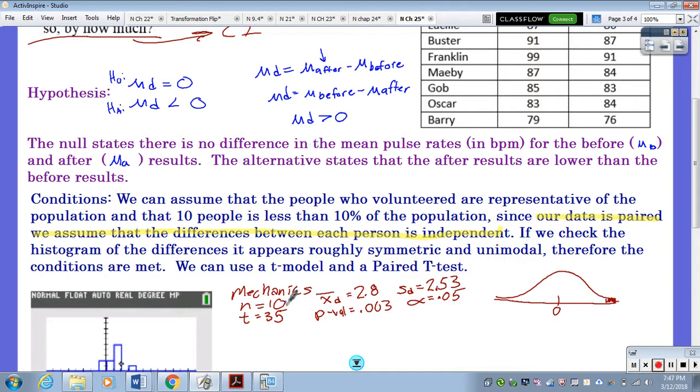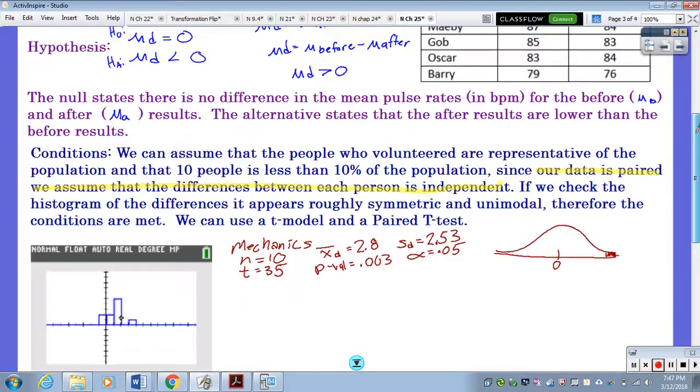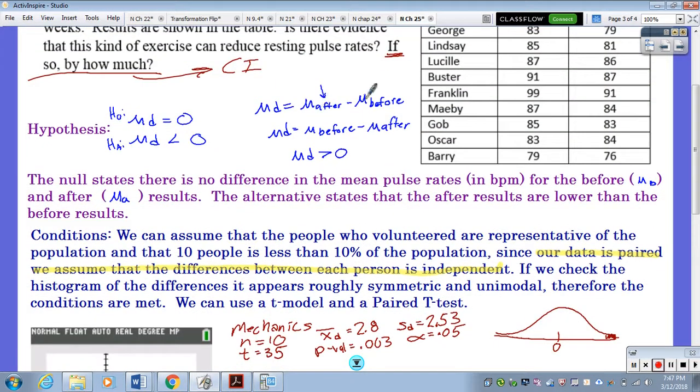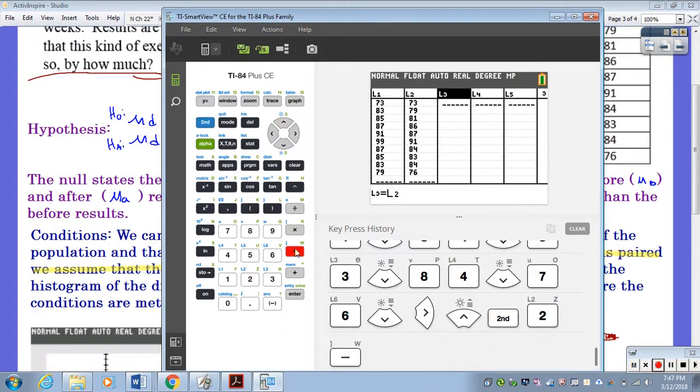So I want to show you guys how to find this histogram. In the calculator, you would type in list 1, list 2. So now over in list 3, let me make sure I did this. We did after minus before, so in list 3, I did list 2 minus list 1. And then just hit enter. And again, that should auto-populate your list.